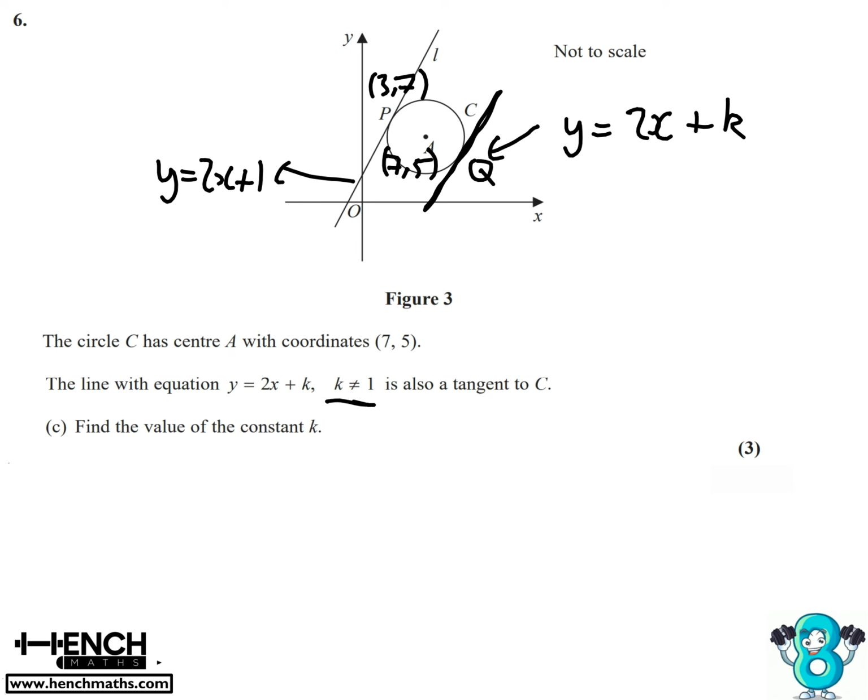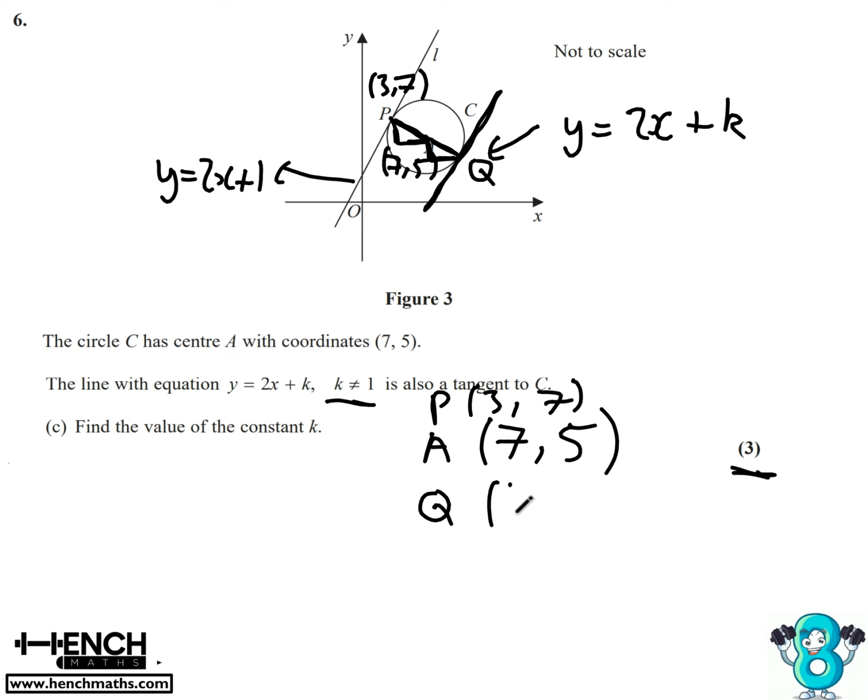And we've got a clever trick here: because we know that p to a, the centre, is the radius, that journey there must be the same as that journey there. So if you remember from earlier, to go from p to a was down 2 and along 4. So we can do the same thing, go down 2 and along 4. So a is 7, 5. P was 3, 7. So q is going to be continuing that motion. So it's going to be 11, 3, along 4 and down 2.